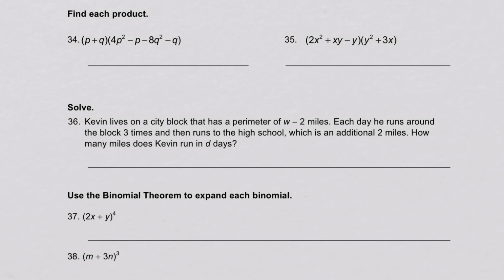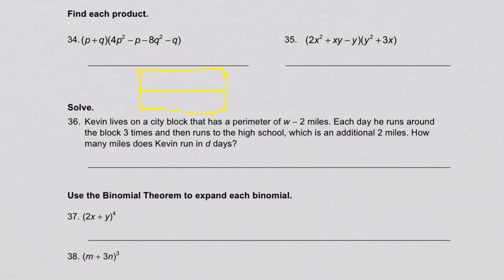Okay, let's continue with number 34 and 35, where we have to find the product. So basically it's a multiplication of polynomials. There's a few different methods that you can use to multiply polynomials. One of them is simply just to distribute, right? Just multiply this one times this one, and then times that one, and that one times that one, and so on. Another method that you can use is a box, right? A box method that many of you guys are familiar with.